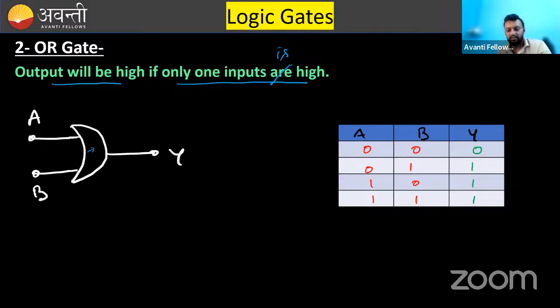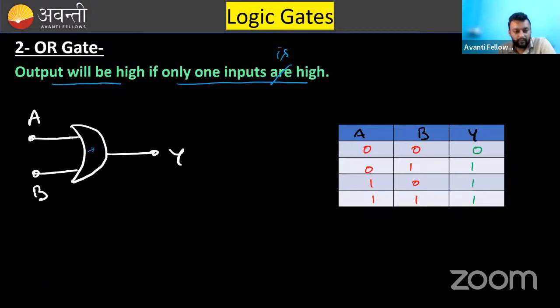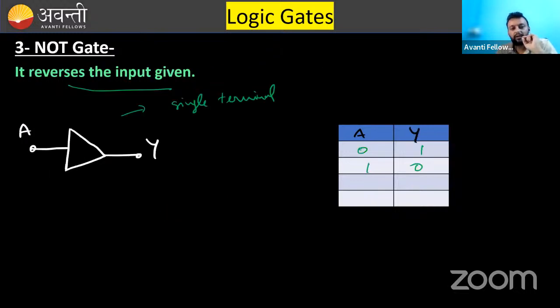Very good. So now there comes another gate, which is a very simple gate, your favorite, the NOT gate. What it does is reverse the input given. If you give 0, it will give 1. If you give 1, it will give 0. This is a single terminal device, and all the previous ones are two terminal devices. Two terminal because there must be two inputs, A and B. But in the NOT gate, there is only one input.